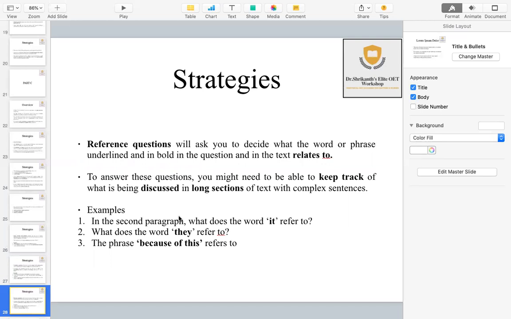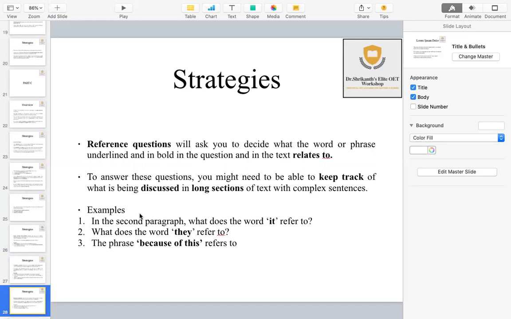Now, the third question type in Part C is reference questions. Okay, so let's see what reference questions are. Reference questions will ask you to decide what the word or phrase underlined and in bold in the text relates to. So what is it actually referring to? It is self-explanatory, as it is written in the question itself: reference questions. What does it refer to? To answer these questions, you might need to be able to keep track of what is being discussed in long sections of the text with complex sentences. So you have to keep track of the entire text. You should not deviate from one part of the text to another part of the text.